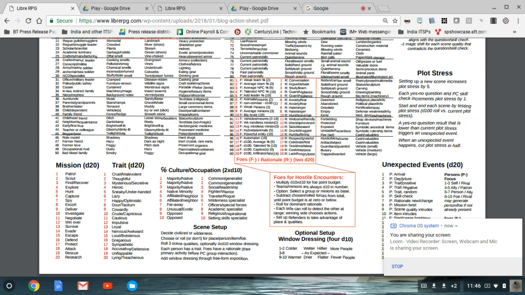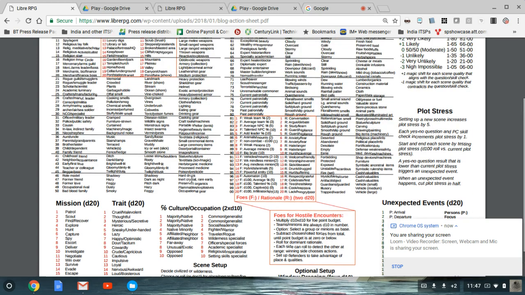Try to minimize your plot stress by asking yes/no questions, don't go overboard, and try to minimize your overall checks. The longer you take, the more likely plot stress is going to come back to bite you with an unexpected event. So, first starting scene.